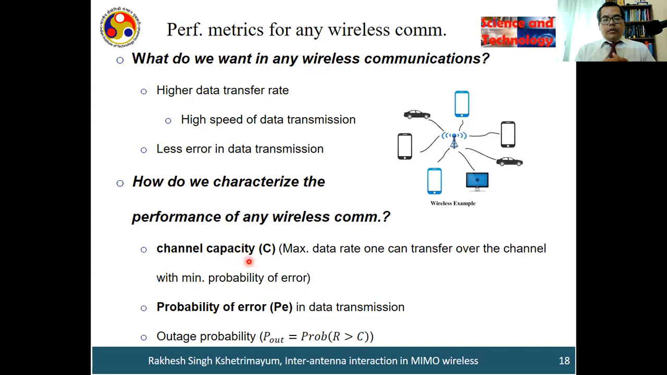That's the maximum data rate you can transfer over the channel with minimum probability of error. What is the probability of error? This is the error in the data transmission. These are the two main criteria. One is the channel capacity, which gives you the maximum data transfer rate you can achieve over the channel. Another is the probability of error in data transmission. These are the two main parameters along the line of what users want: a higher data transfer rate and less error in data transmission. So channel capacity and probability of error are the two most important parameters for any wireless communication device. Outage probability is also a very good parameter. We use it, but in this talk, I will not discuss outage probability.